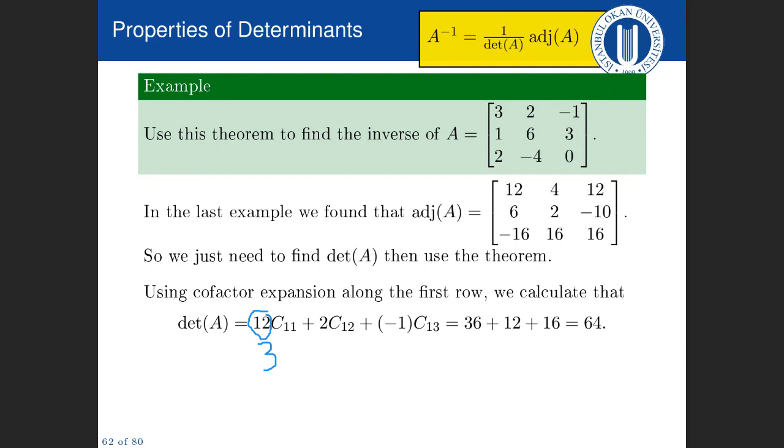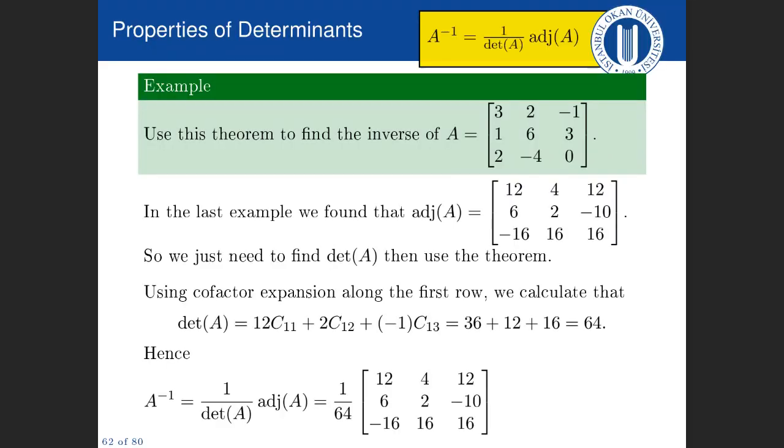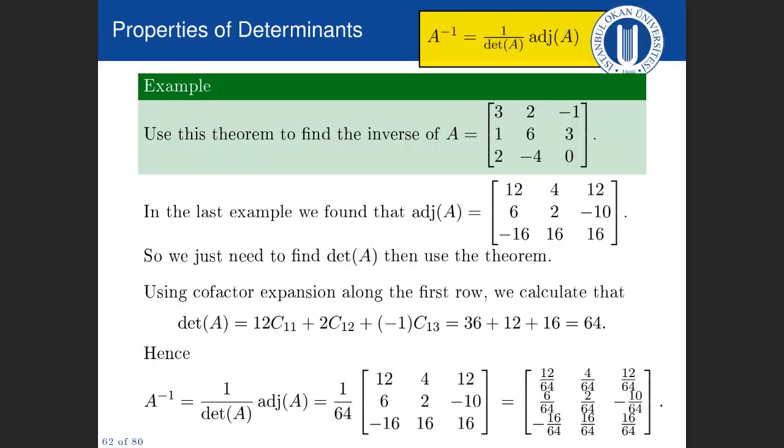After we've got the determinant and after we've got the adjoint of A, we can calculate A inverse. It's going to be 1 divided by 64 multiplied by the adjoint of A. Or 12 over 64, 4 over 64, 12 over 64, etc.